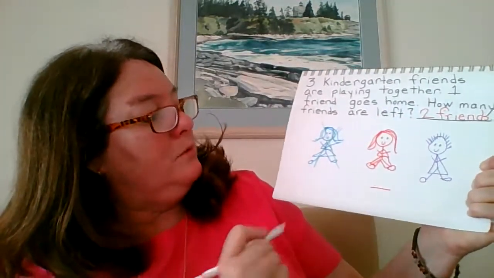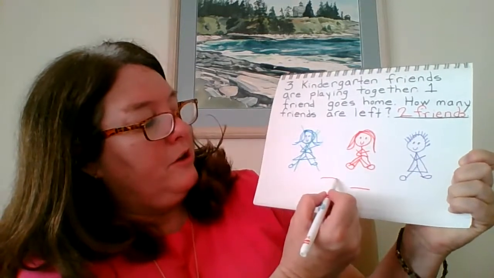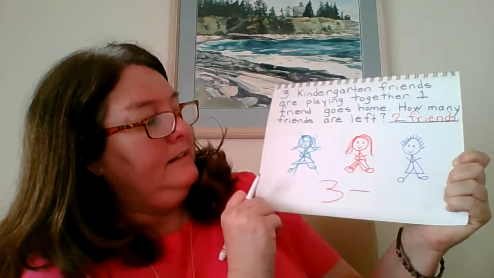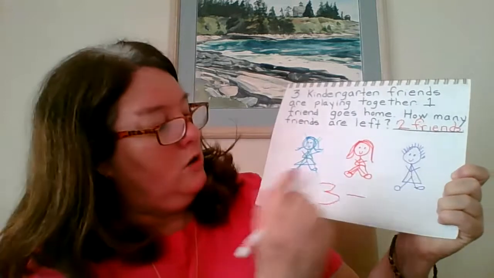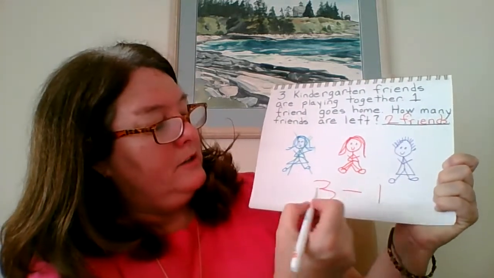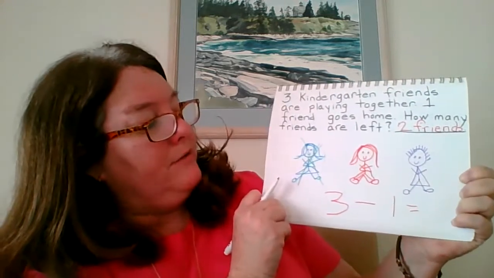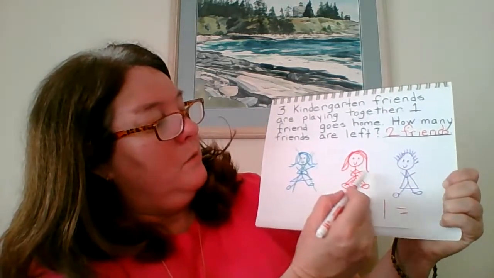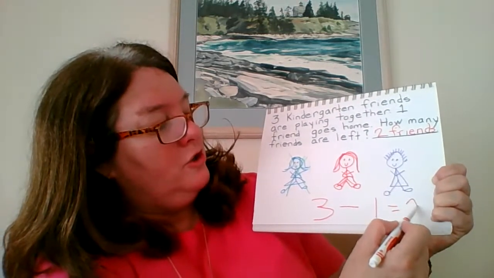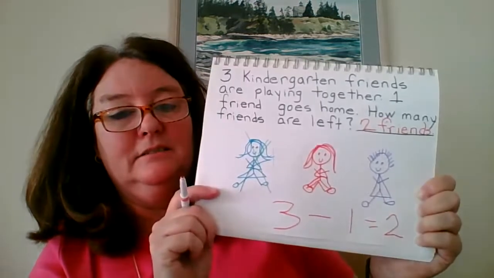How many friends did we start with? There were 3 friends that were playing. How many friends went home? 1. So 3 minus 1 equals, how many friends are left playing? 1, 2. 2 friends are left playing.